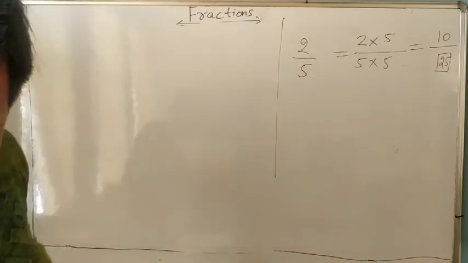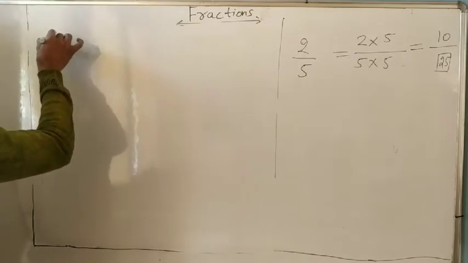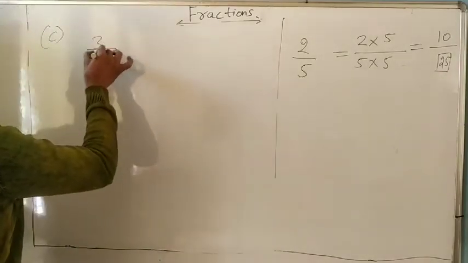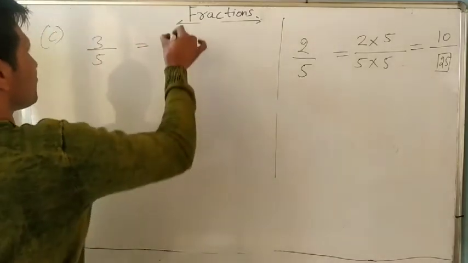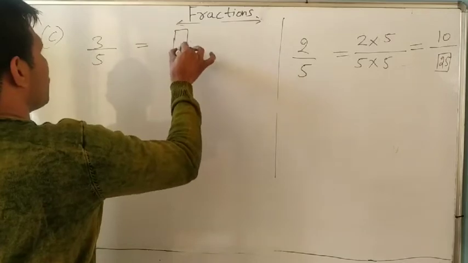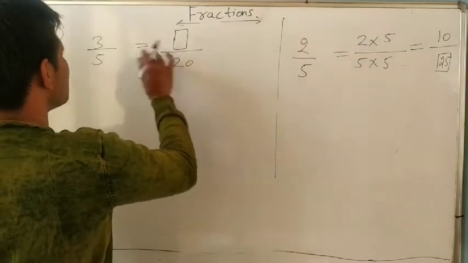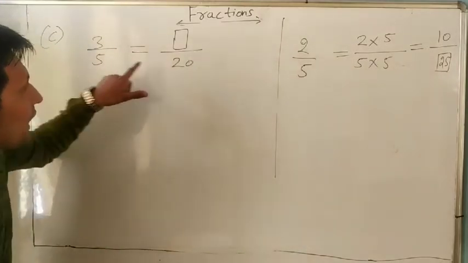Now we are doing which one? C part. Okay. C part, 3 upon 5 equal to this one. Now we have to find the numerator. Divide by 20. Yes. So tell me, here is 5, here is 20.